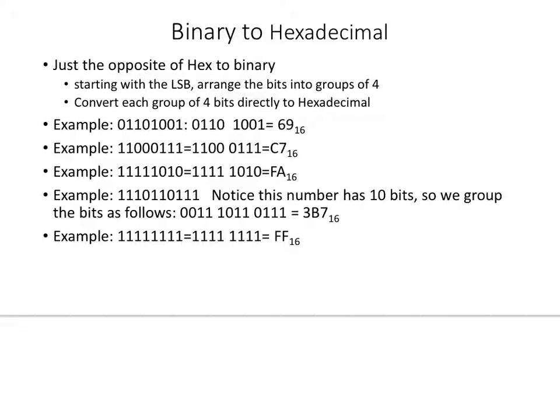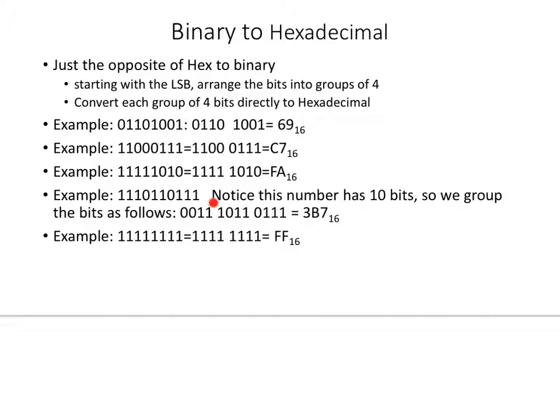Okay, here's the next one. This is 11111010. Okay, as we've seen before, 1111 is equivalent to decimal 15 or hexadecimal F. 1010, that's equivalent to decimal 10 or hexadecimal A. So this is FA, base 16.